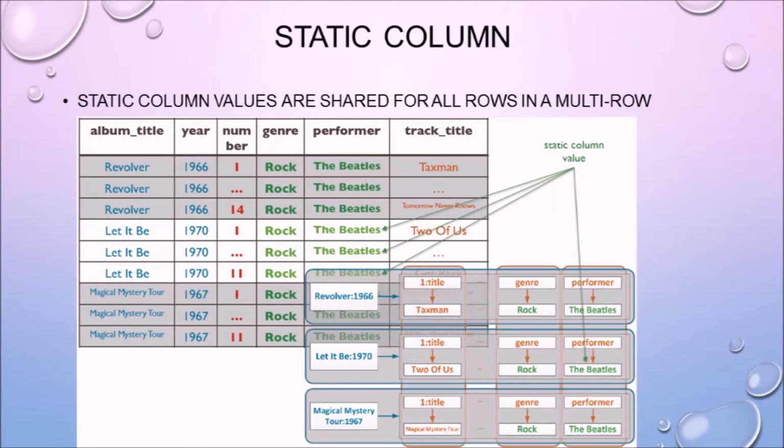And static column. Static column is quite simple. It contains the same value for all the rows. So if I have an album, obviously, if it's the same artist or the same genre, it's going to have the same value for all the tracks within the album.